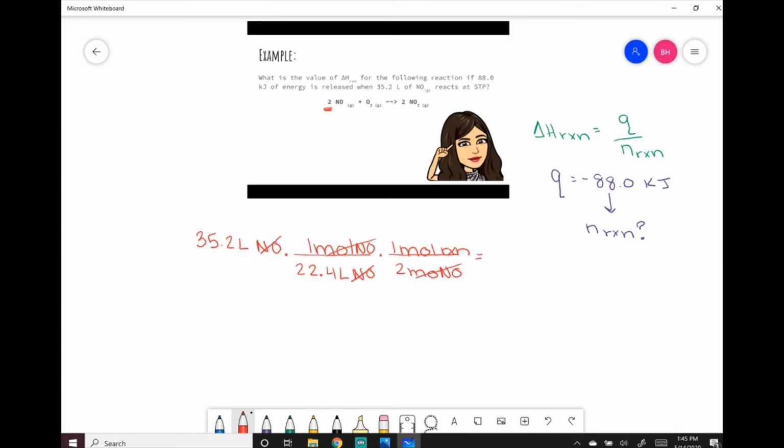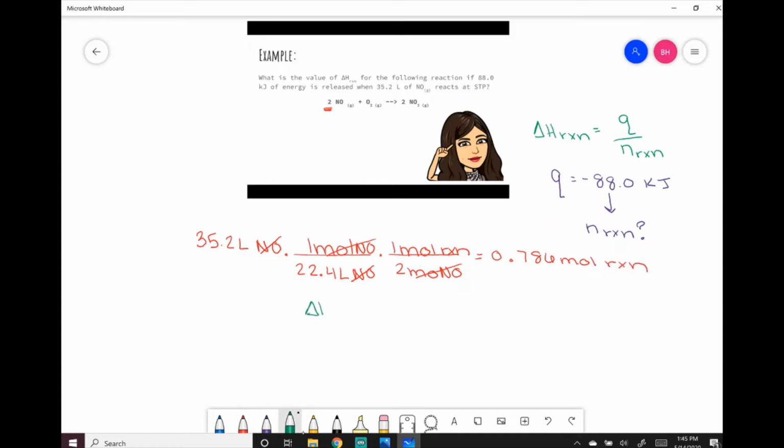And if we solve this, we get 0.786 mole of the reaction. So now that we have everything, we can plug this into our delta H.